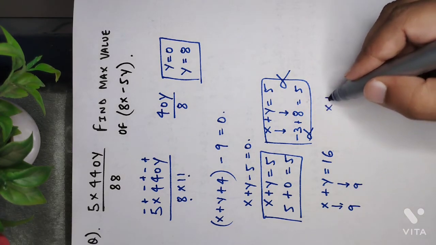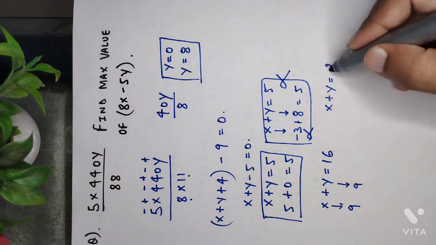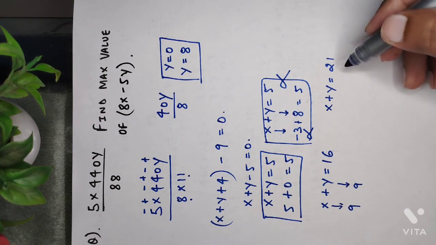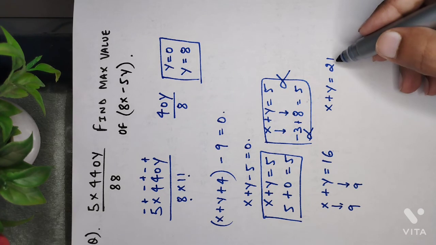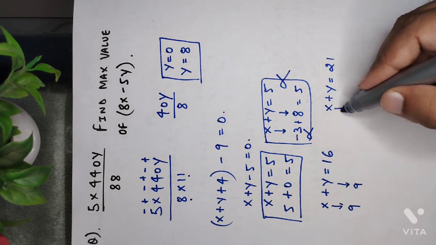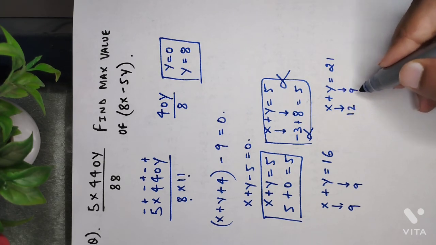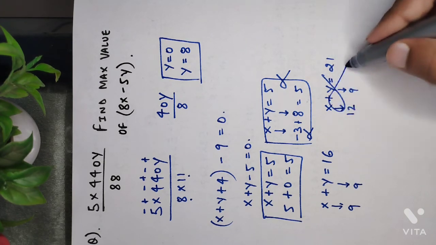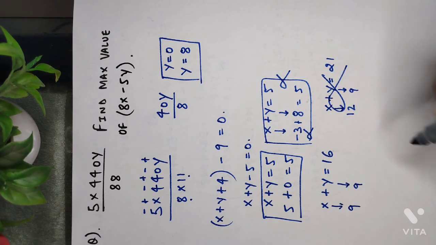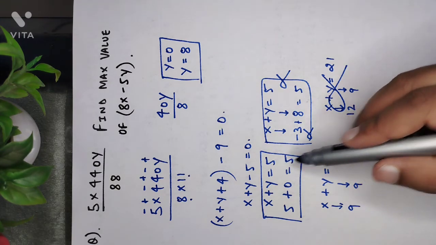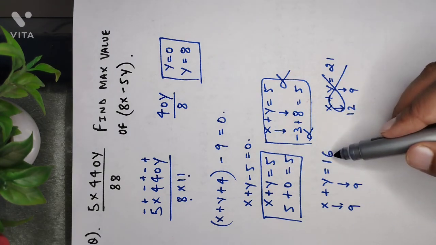For example, let us say I take x plus y as 21. So x plus y equals 21 is not even possible, because then one number should be at least 2 digits. That means one number should be 12 and another can be 9, and this is not possible. We have to find single digit numbers. So another case is, we can add 11 to this and this will be equal to 16.